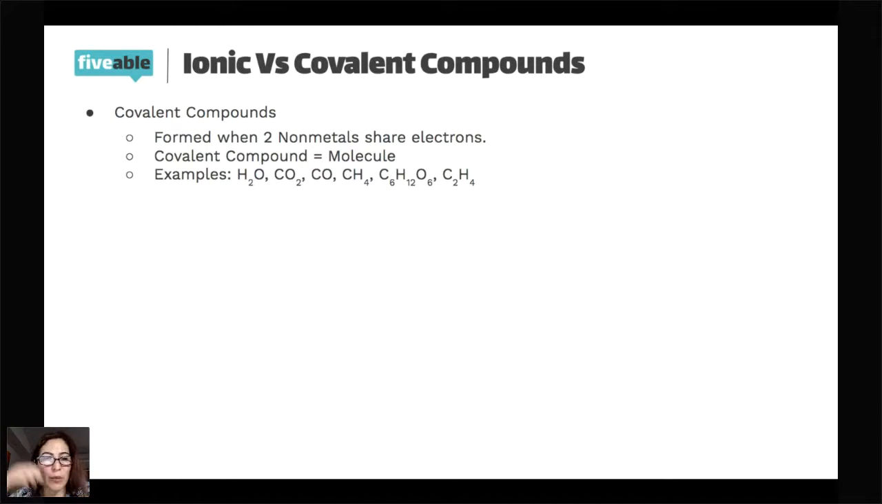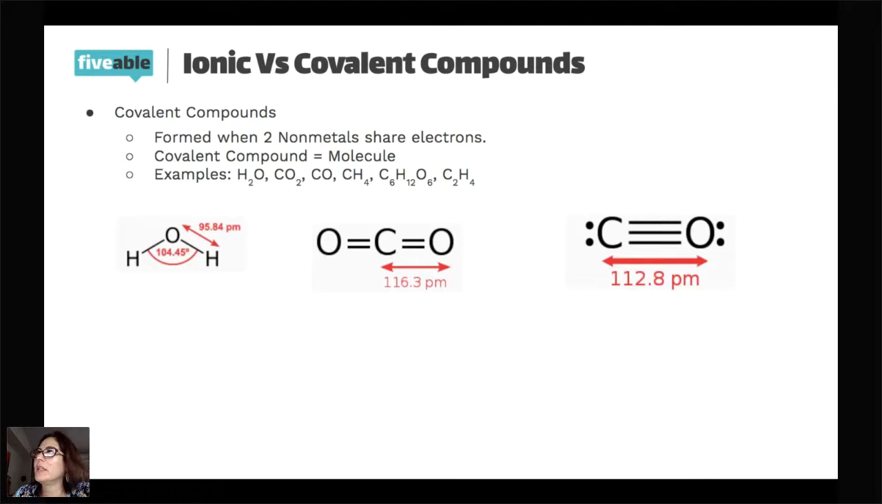As we know, some examples are water, carbon dioxide, carbon monoxide, methane, glucose, ethene. And something that I want to point out here is that, for example, if we have a water molecule, we actually have two atoms of hydrogen to one atom of oxygen. In molecules, this is not a ratio, but actually the real formula.